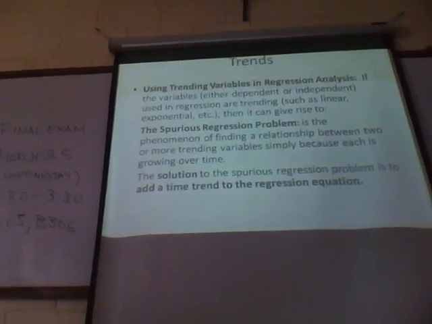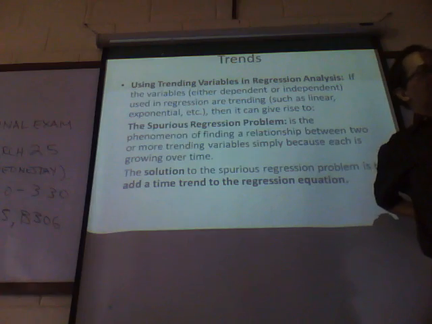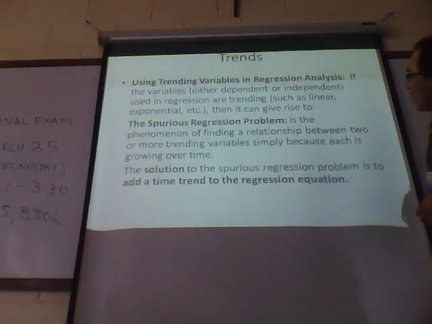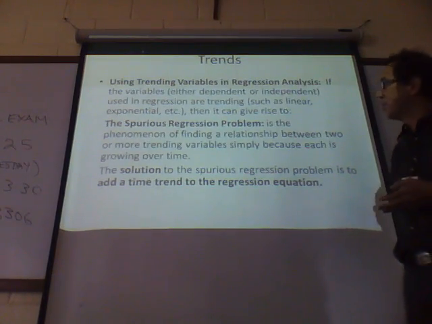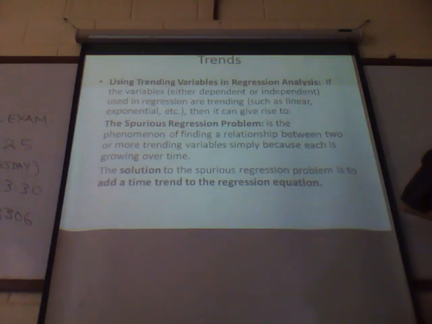Now, as we said, this is just a review. When variables used in regression possess trends, whether linear, exponential, etc., the problem is the spurious regression problem. What is that problem again? It's the phenomenon of finding a relationship between two or more trending variables simply because each one is growing over time, which doesn't mean one variable is causing changes in the other.